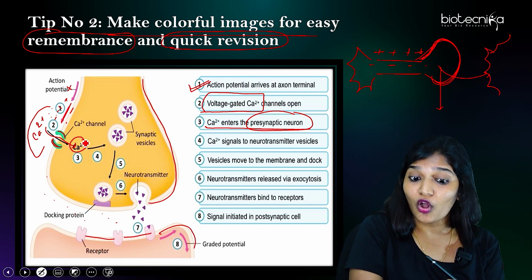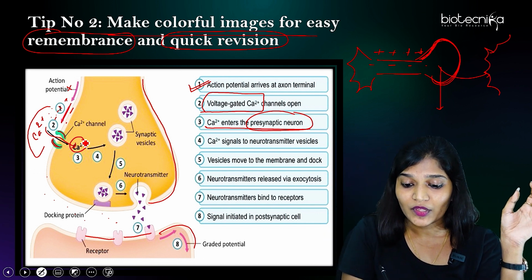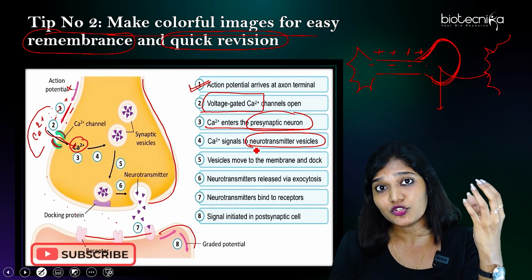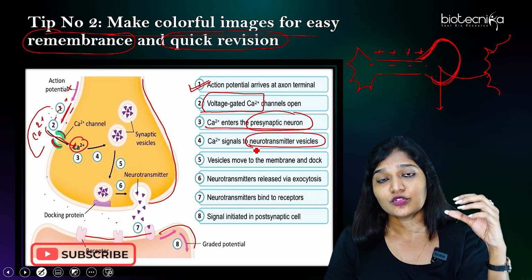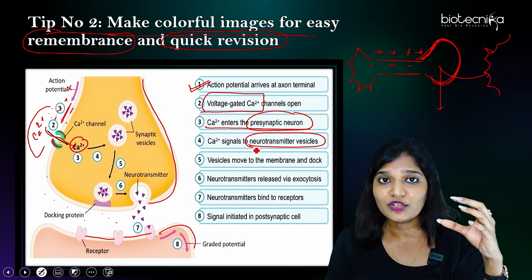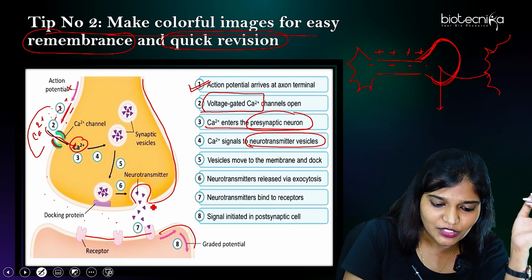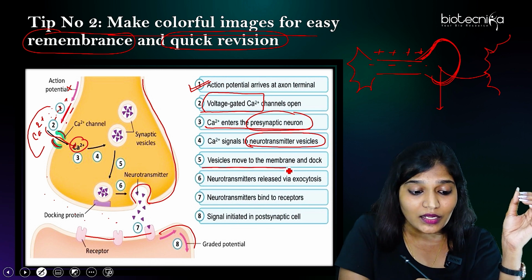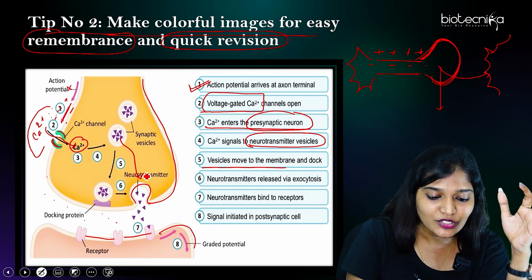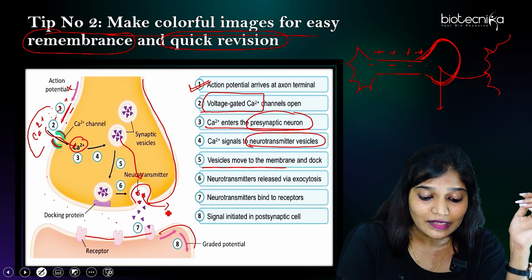Now the calcium has gone inside. What is the calcium going to do? The calcium is going to signal the neurotransmitter vesicle. Vesicles are sac-like structures which have the neurotransmitters inside. As soon as the action potential is generated, calcium goes in, it strikes the neurotransmitter vesicles, and the vesicle moves towards the membrane and they release all the neurotransmitter. Let's suppose we take this as acetylcholine.